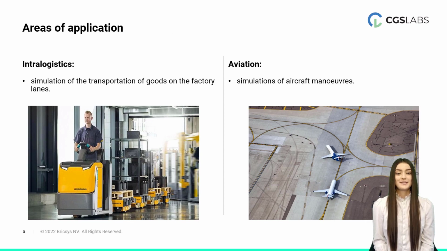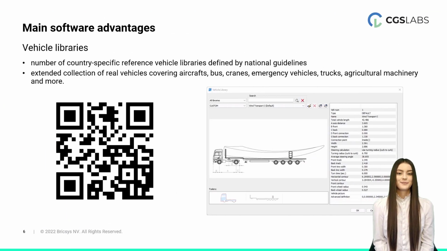Moreover, AutoCAD is a proven useful tool in the process of factory design. Using it, engineers can simulate the transportation of goods on the factory lanes, as well as simulate automated guided vehicles for the transportation of goods on factory grounds. Finally, AutoCAD also enables simulation of aircraft maneuvers to support the design of airport infrastructure.